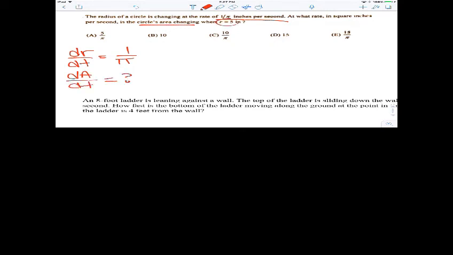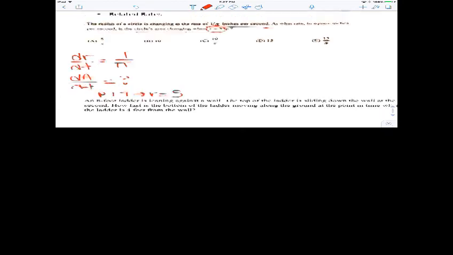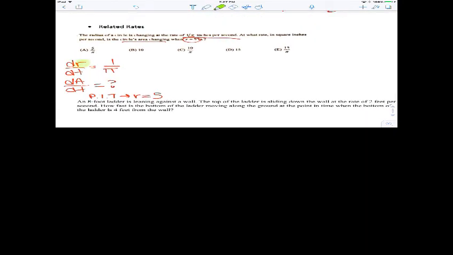And we know that at a point in time, r is 5. So it's not always 5, but it is 5 at one particular point in time. So what we need to come up with is a formula that will relate r and A together because we want to know how their rates are related. So I know the area of a circle is pi r squared.